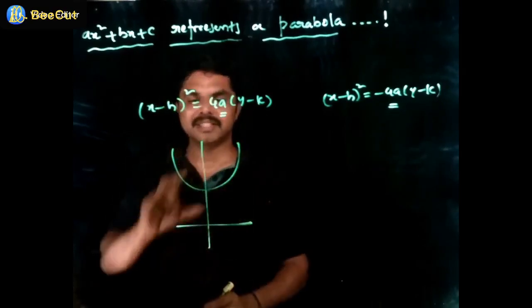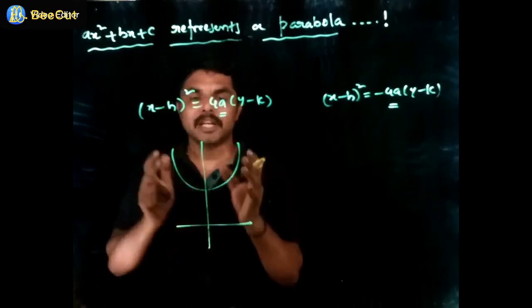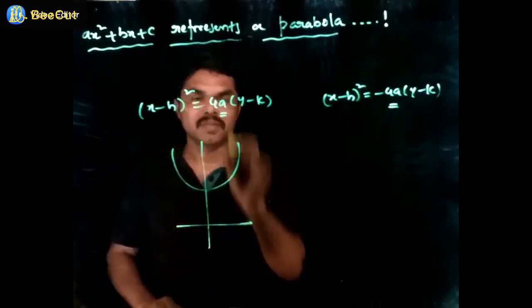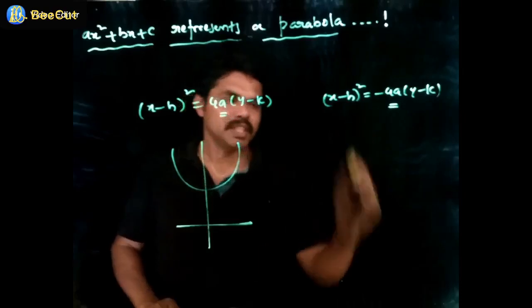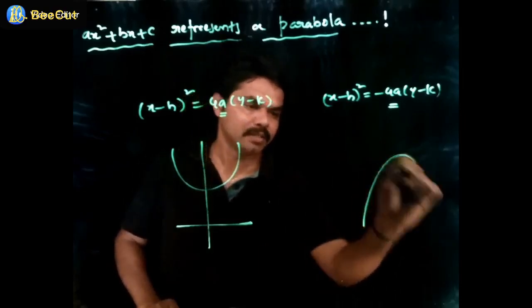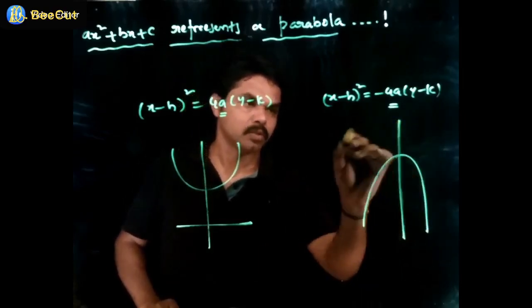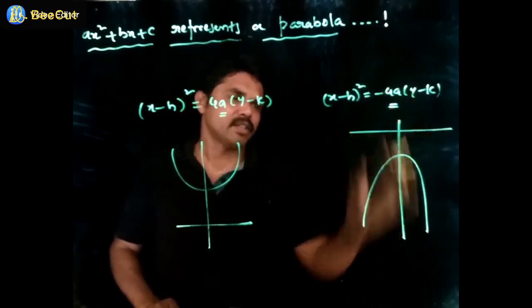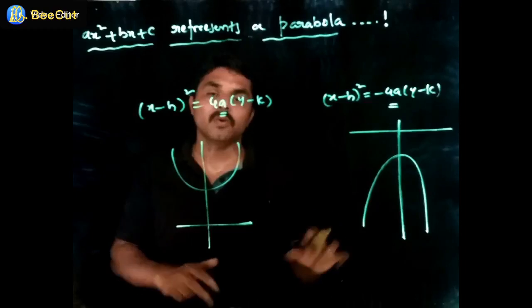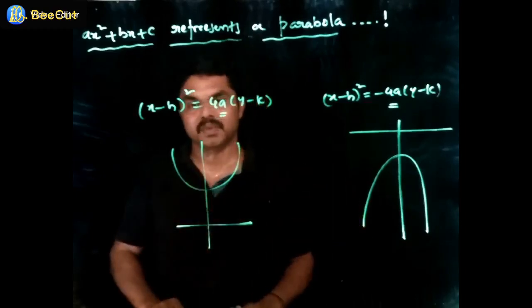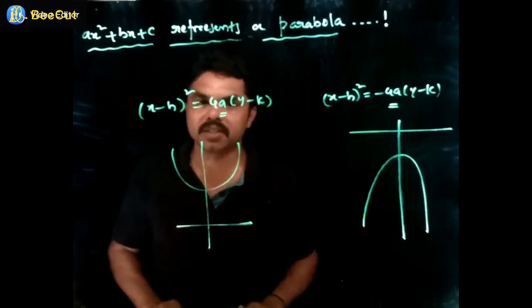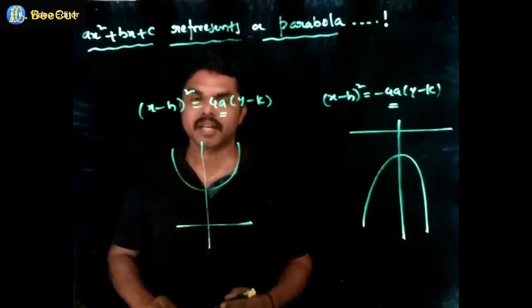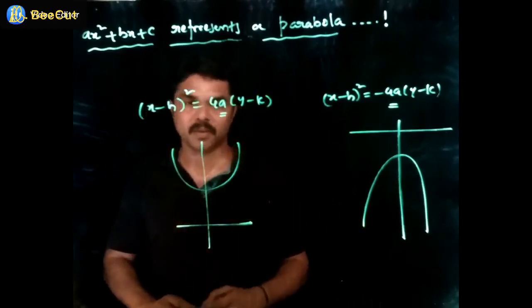Like this. It means the parabola opens upwards when a is positive. For this, the parabola may be like this. It means when a is negative, the parabola opens downwards. So these two things are important for us to explain how ax square plus bx plus c represents a parabola.